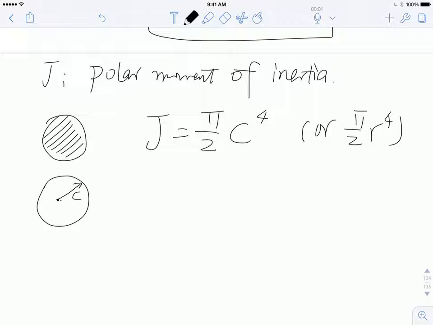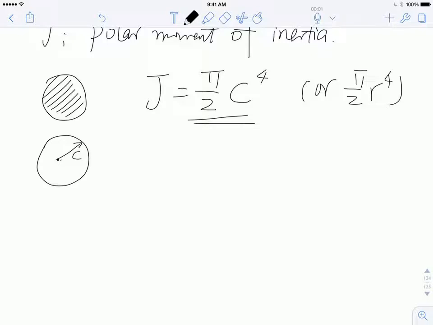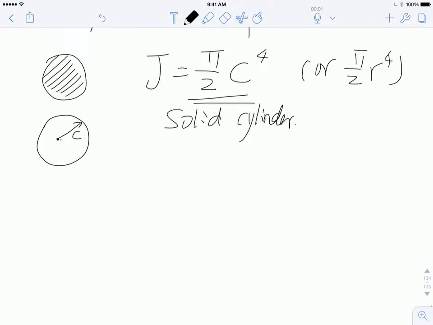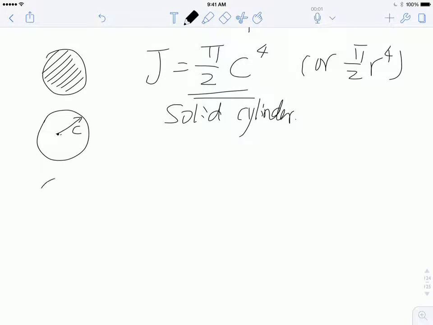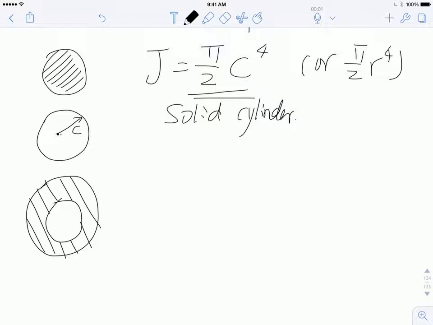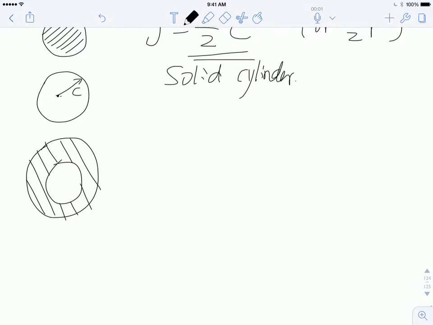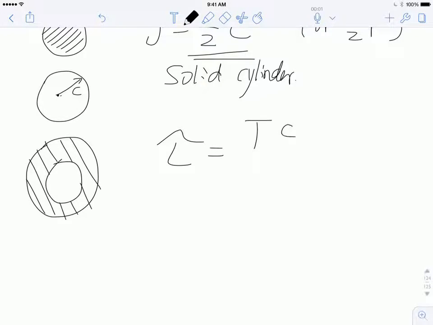Okay, so this is J equals to, we have a solid cylinder. Now sometimes you also have a hollow cylinder. In other words, only the outside has material, and there's no material in the center. Now, why do we use hollow? Take a guess. Remember this equation, right? Material property, shear stress is proportional to the distance.